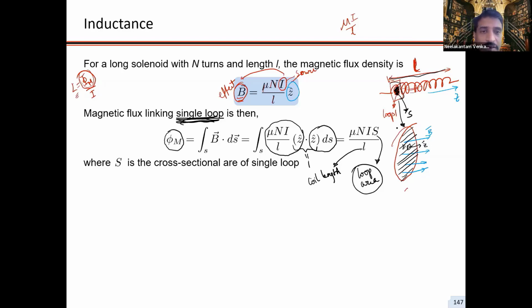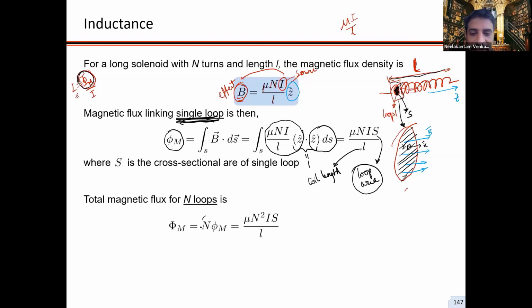Now we need to find the total flux that cuts through this coil. How do we know that? If there are N such loops, then the total flux is simply N times the individual flux. The total flux is N times the flux cutting through one loop. This is capital phi, the total, and this is small phi m. Small phi m is per loop and capital phi m is the total flux.